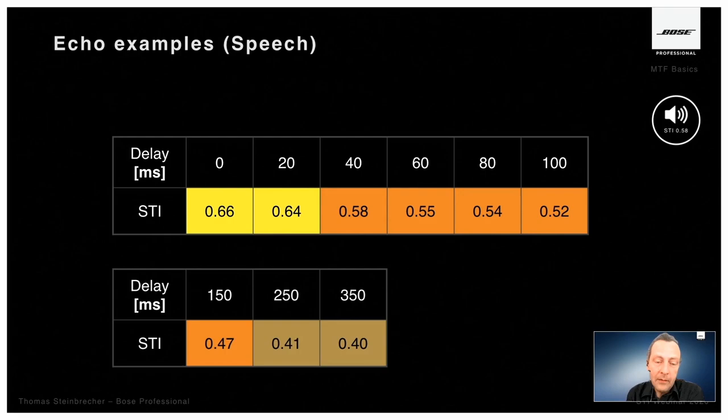Right, that's maybe you need to concentrate that you can actually hear that there is a second arrival. That's still pretty coherent and adding positively to the intelligibility, so to speak. Now we go to 80 milliseconds.